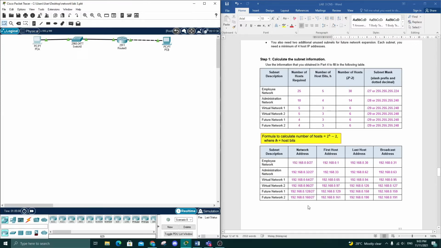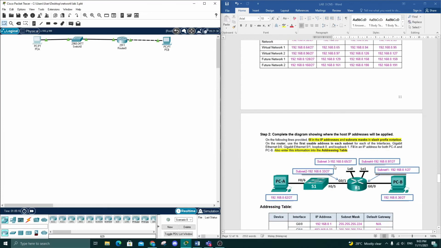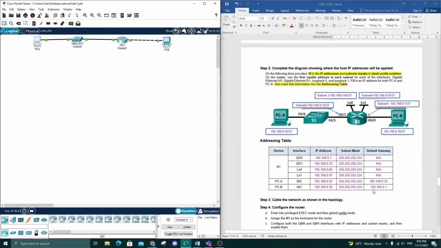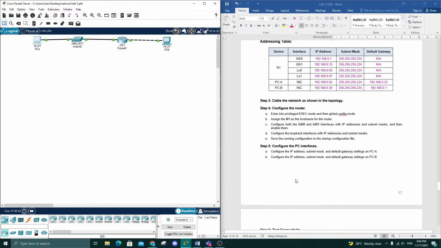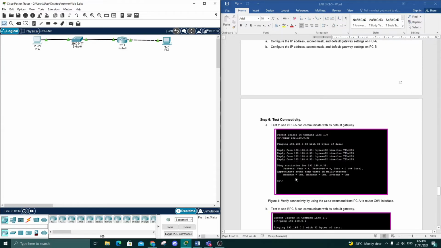Okay, and this is the same requirement as part 1. So we make the topology the same as this over here, and we use the same addressing table as part 1. Okay, after we configure, assign host name, make sure the IP address is set, and then save. After that, we check whether we can ping or not.